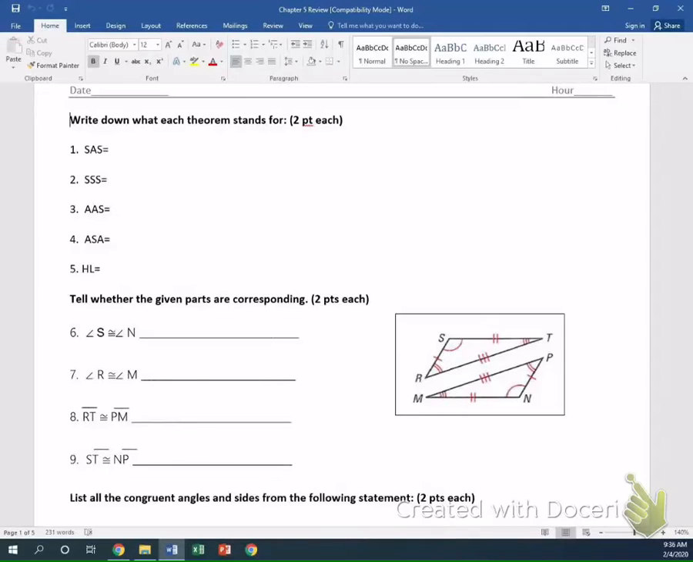So the chapter 5 review starts out just reviewing what all these letters stand for. So SAS is what? Side, angle, side. Good. SSS. Side, side, side.